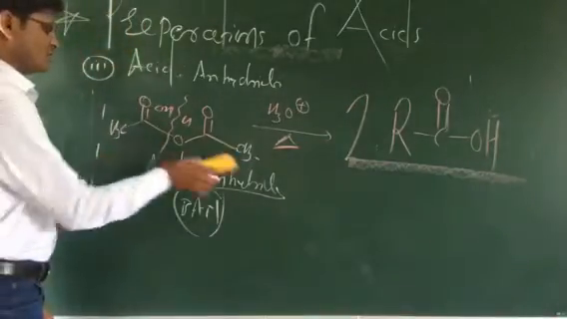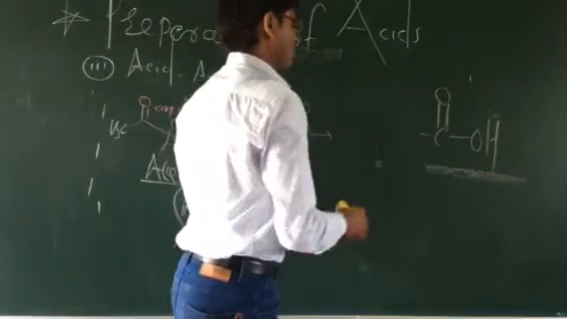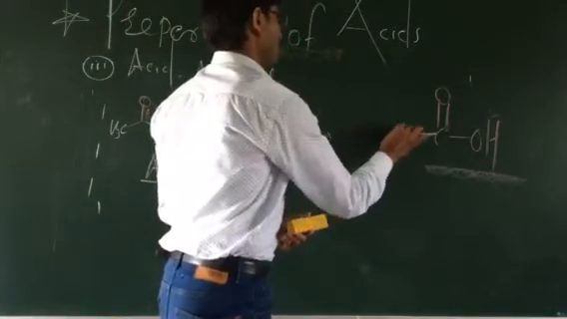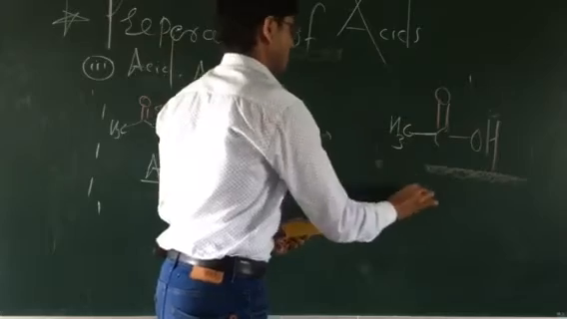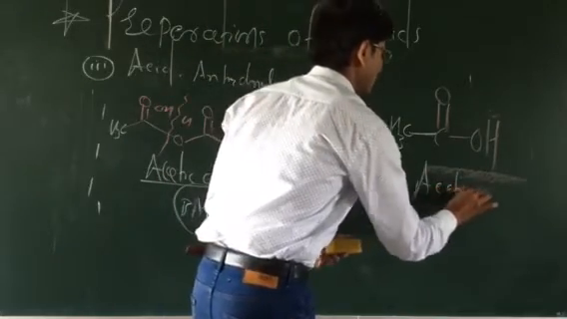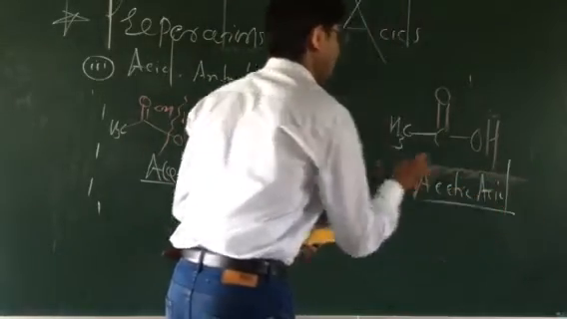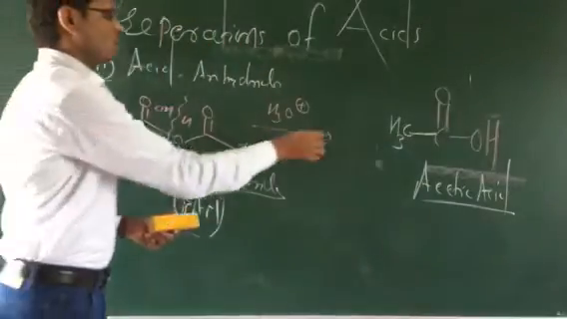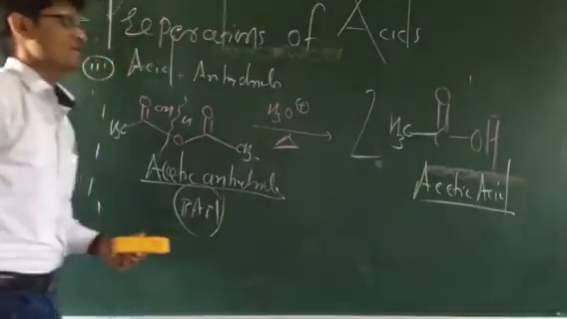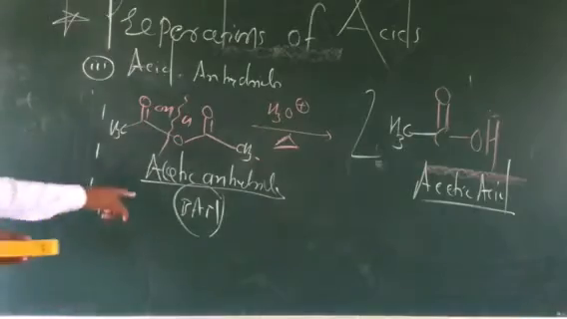If you take the CH3, the name of the compound is acetic anhydride. So this acetic anhydride gives the acid, which is nothing but acetic acid. The starting molecule is acetic anhydride, converting to acetic acid. There are 2 moles of acetic acid prepared starting from acetic anhydride.